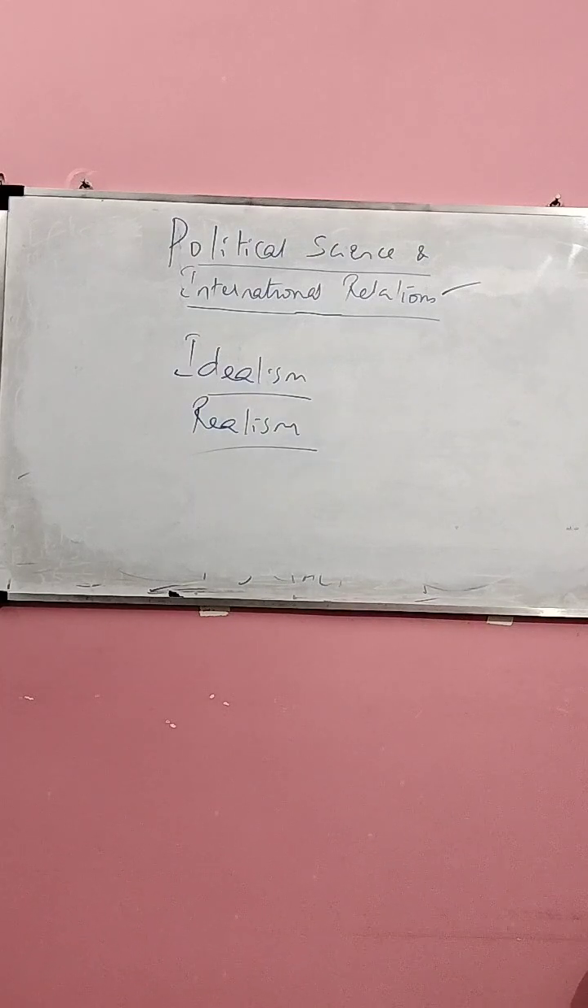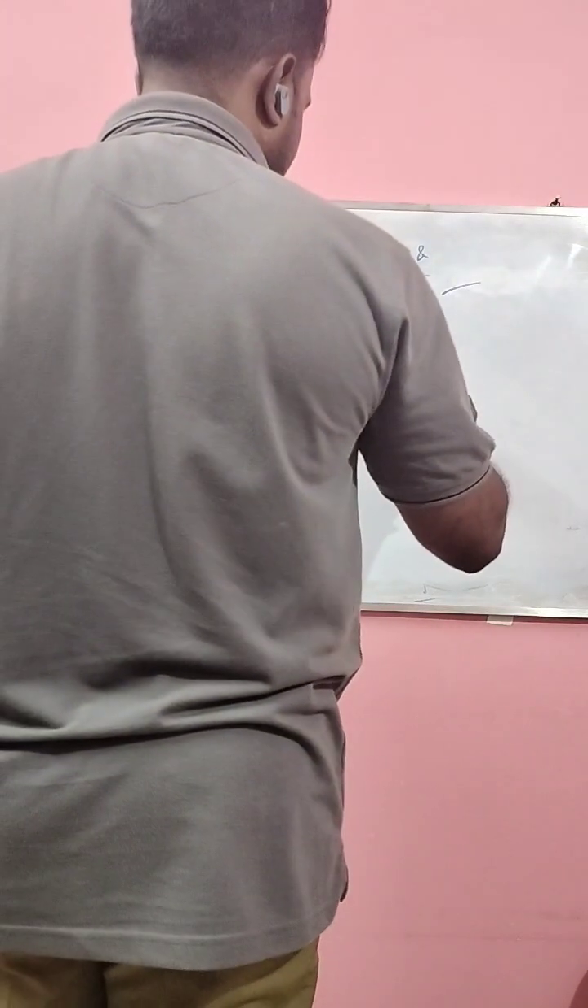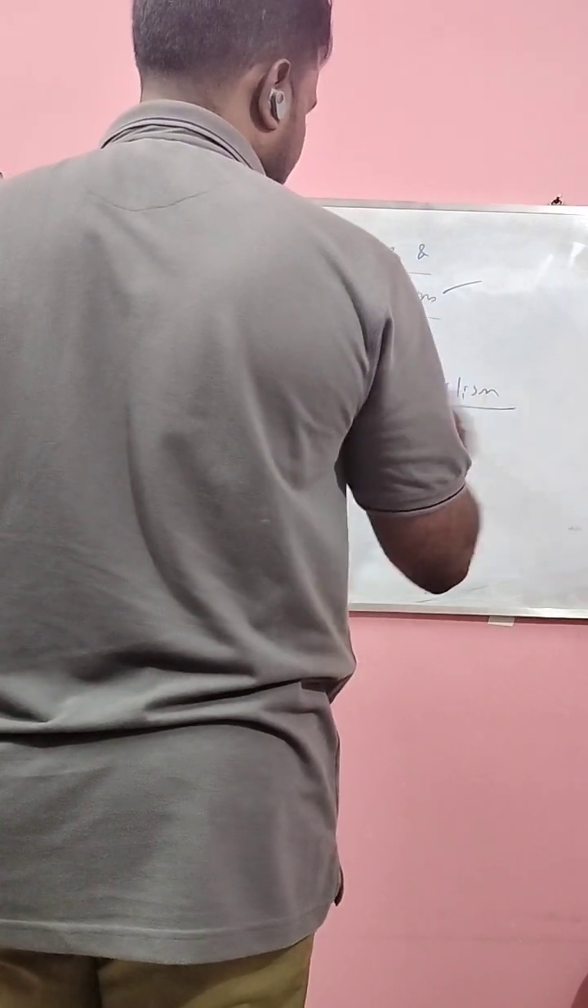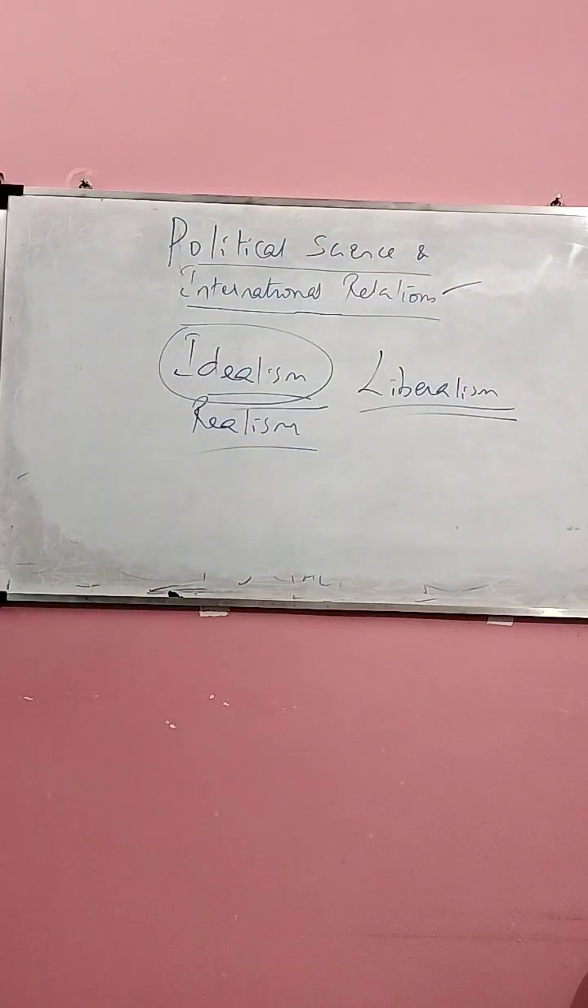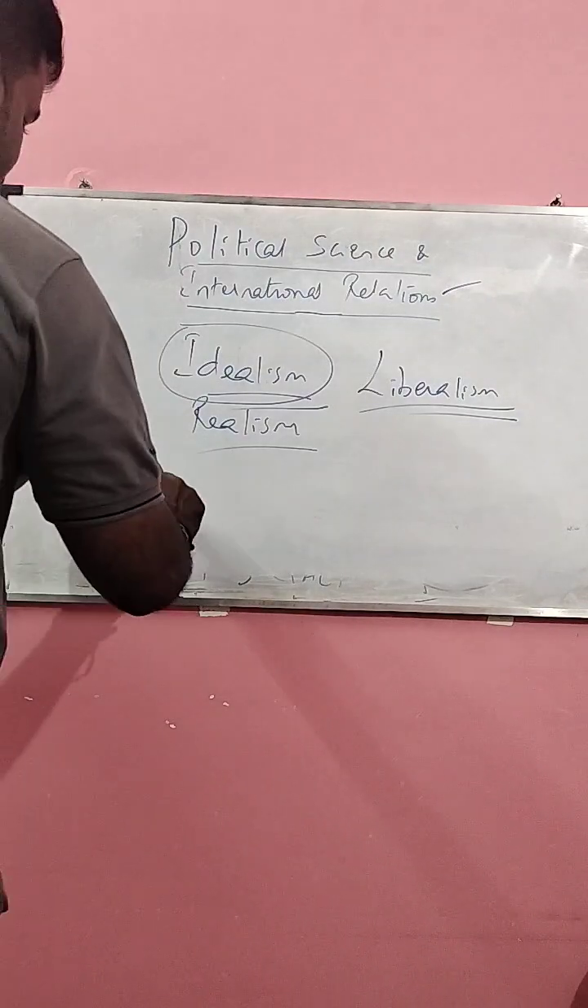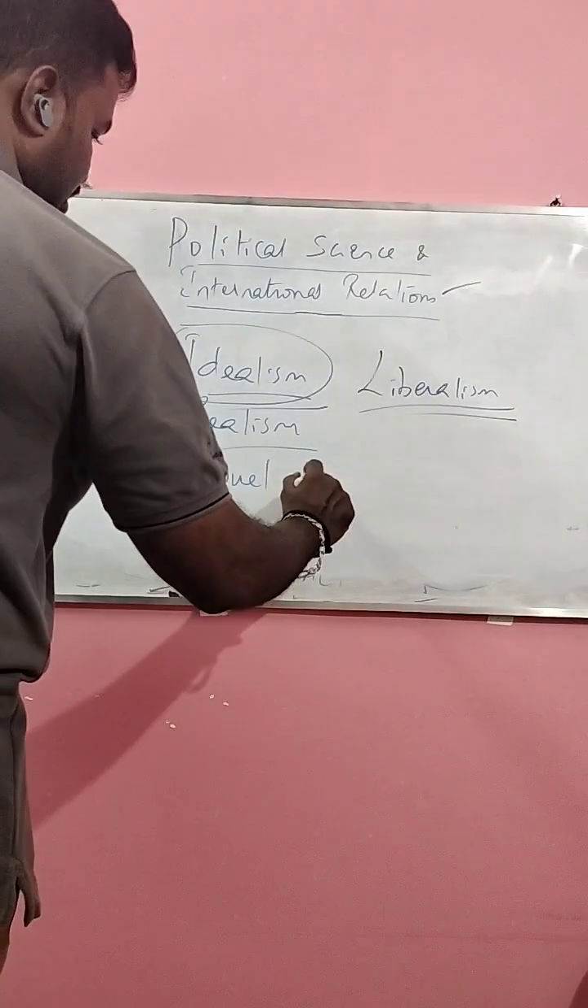Okay friends, we will first discuss the approach idealism, then we will study the approach realism. Idealism is sometimes interchangeably used with the term liberalism. However, liberalism and idealism are not exactly the same. Idealism in international relations is linked to the values of European Enlightenment. The most important scholar is Immanuel Kant, German philosopher, Enlightenment scholar Immanuel Kant.